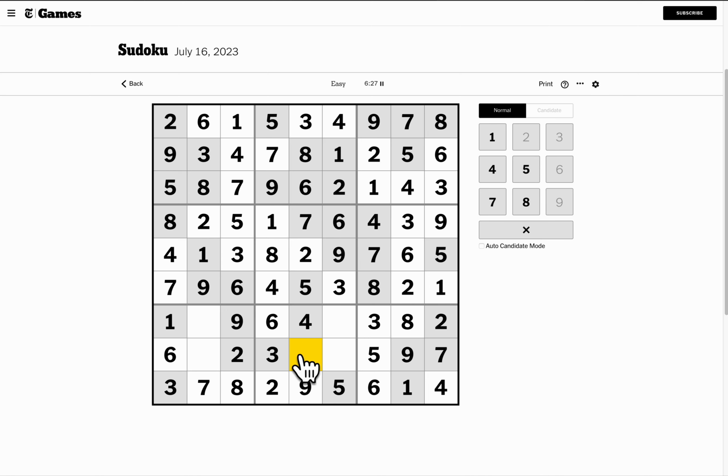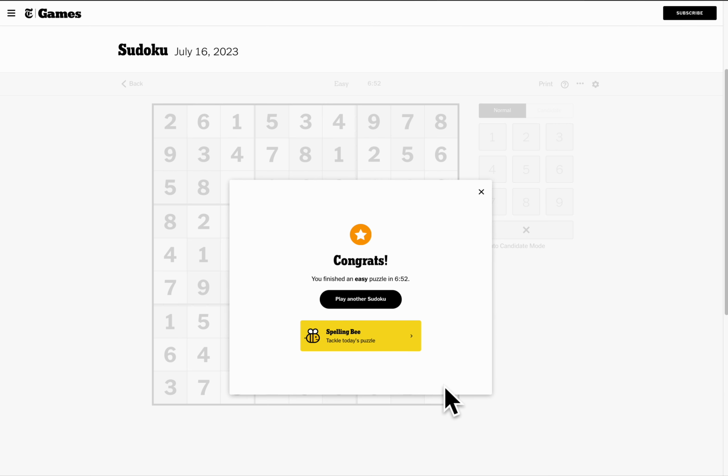Column five needs a one. And now we're home free. Row seven needs a five and a seven. Okay, box seven needs a four. Box eight needs an eight.